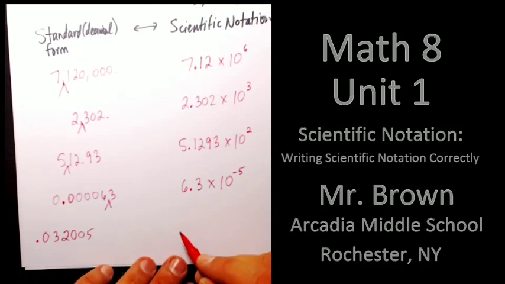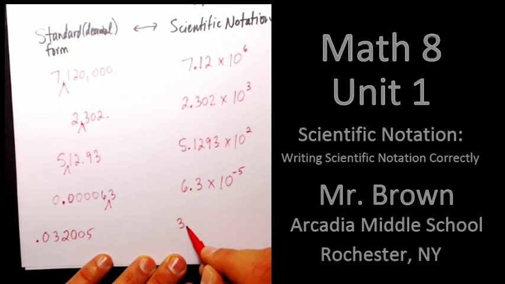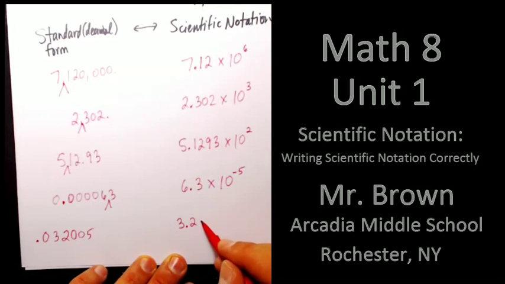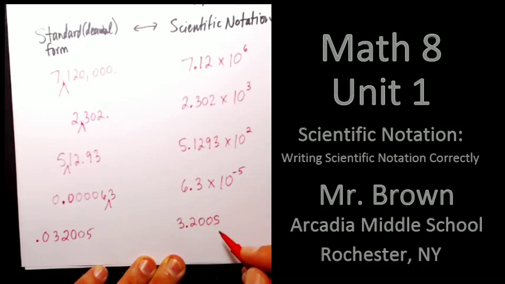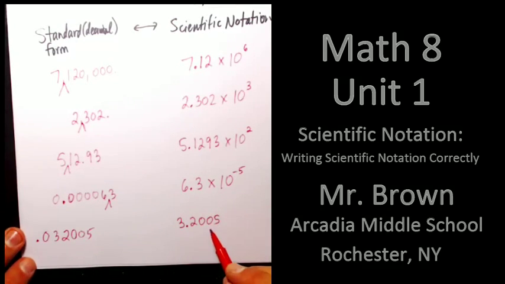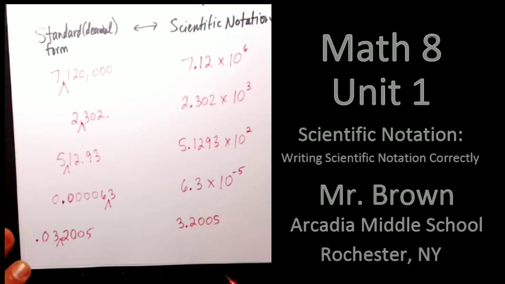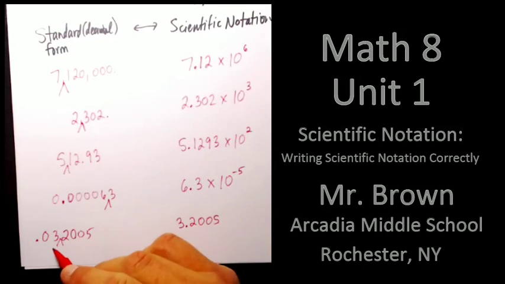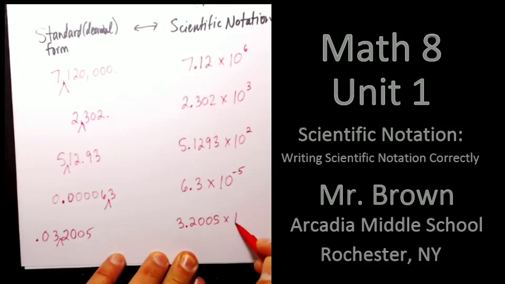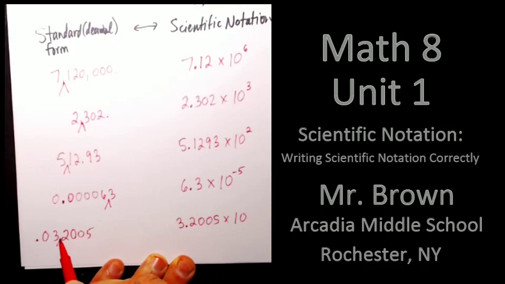0.032005 would have to be, the decimal goes between the first two significant digits. We're not dropping these zeros because there's a 5 at the end. Place value is very important. So the decimal would go here, right? Between the first and second digit. Times 10 to the, this would have to move back 2 places. That's why it's a negative exponent. Backwards, 2 places.